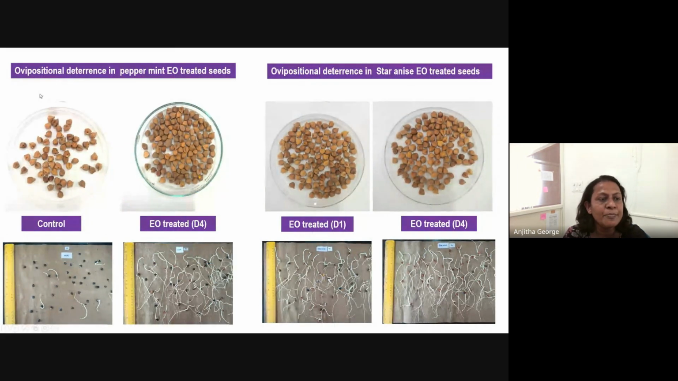Here also you can see the seeds were treated with the essential oil and insects were released. This is the control petri plate. Since there was no treatment, you can see the white-colored egg laying by the pulse beetle, and here it was treated, and no egg laying was observed. Simultaneously we also conducted the germination test. In the control, germination was very poor, and in the treated one, germination was very good. That is how you conclude whether the oil is effective or not.